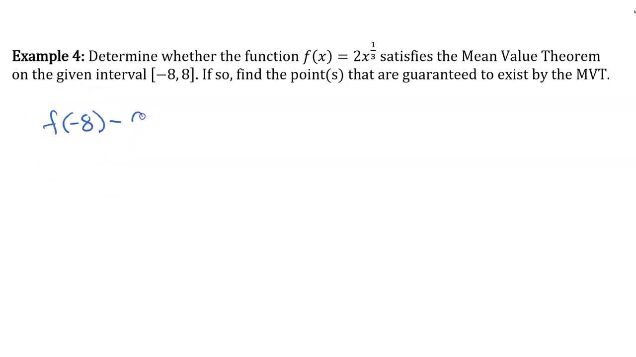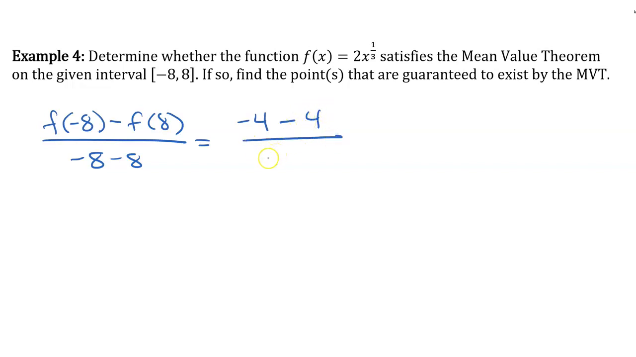f of negative 8 minus f of positive 8 over negative 8 minus 8. So f of negative 8 is negative 4 minus f of positive 8, which is positive 4, over negative 8 minus 8, which is negative 16 over, excuse me, no it's not, negative 8 minus 16. There we go. So that is 1/2. Okay.